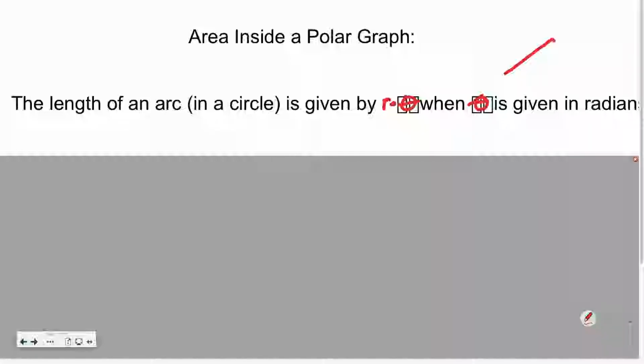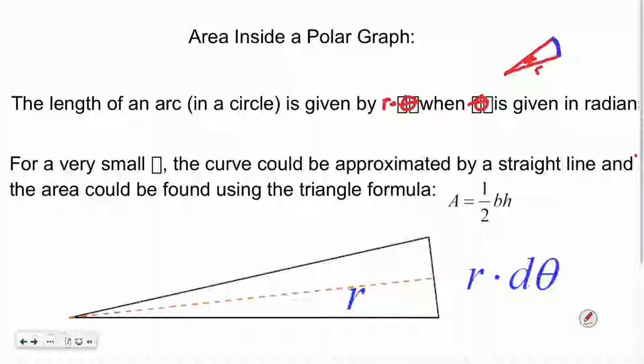Okay, and so we're talking about something that looks like this. And then this is our length. If we make theta super duper tiny, what's that going to look like? d theta. Think of a two-dimensional shape. A square? A rectangle? It would look more like a triangle, right? Itty bitty.